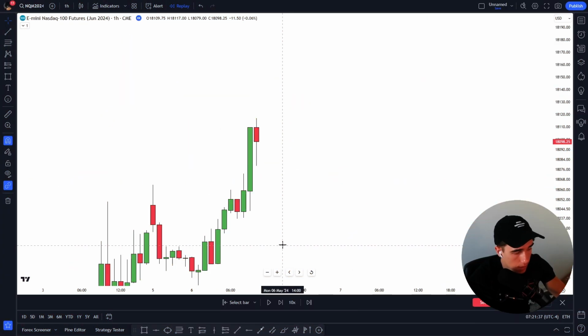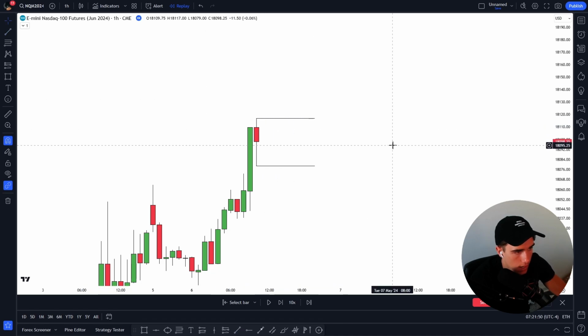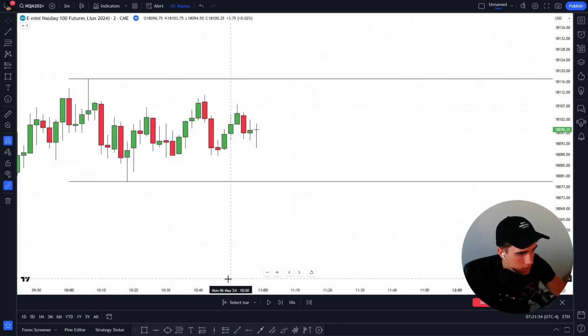Now, right here is again a perfect example of a CRT. Now, this is very, very simple. We have a low that formed an imbalance, right? So I will mark out that low as the CRT low, and I will mark out the high as the CRT high. Now I have gone to a 2 minute time frame.